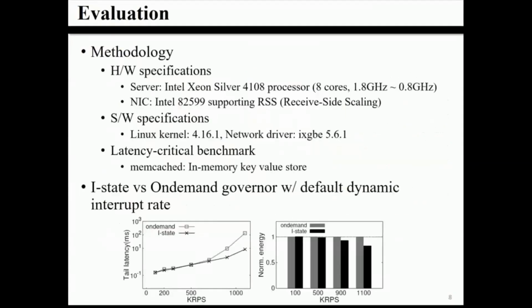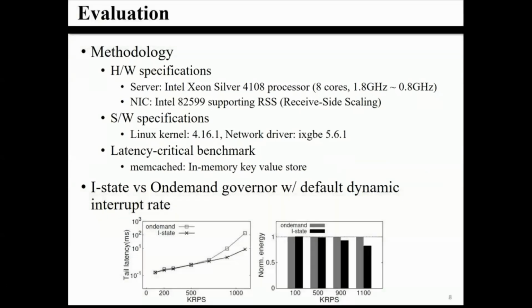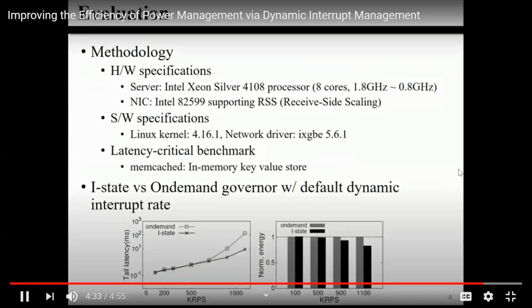To evaluate iState, we used Xeon servers with a 10 gigabit network. We modified the Intel IGB driver and Linux kernel to implement iState. We used Memcached as a benchmark. In the left graph, the tail latency of iState was not damaged over the overall range compared to the on-demand governor. Furthermore, iState improves tail latency by up to 15.9 times at high loads. In the normalized energy graph on the right, energy was saved by up to 17.6% at high loads. We can see that the proposed iState can save energy without performance degradation for the Memcached benchmark.